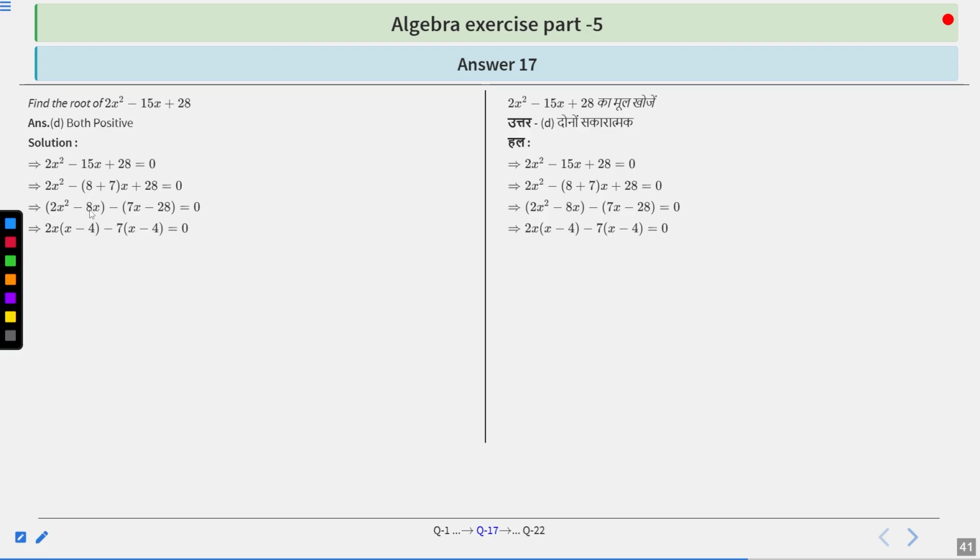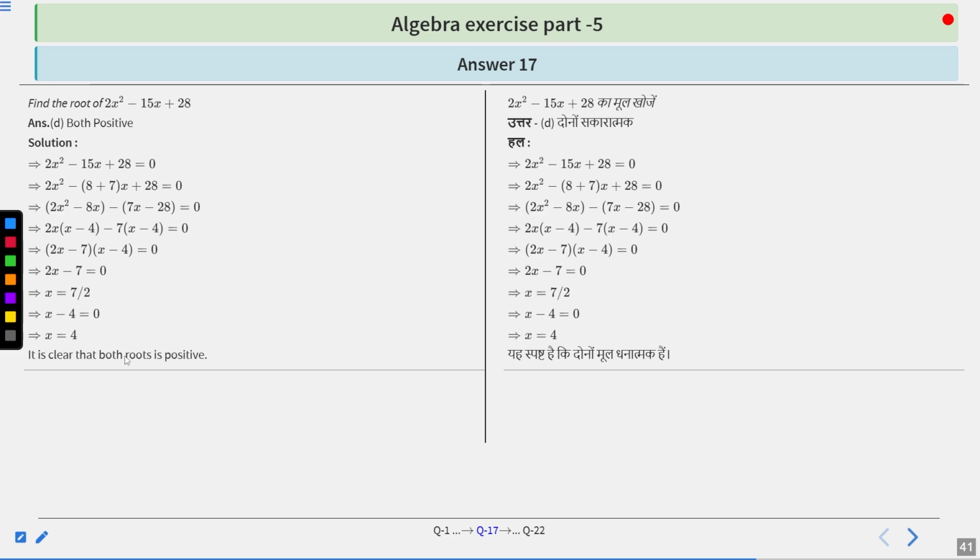Taking 2x common from these two terms, we get 2x into x minus 4, and taking minus 7 from the last two terms, we get minus 7 into x minus 4 equal to 0. So the factors are 2x minus 7 into x minus 4 equal to 0. So if 2x minus 7 is equal to 0, then x equal to 7 upon 2. And if x minus 4 equal to 0, then x equal to 4.